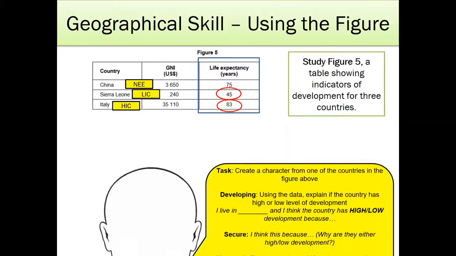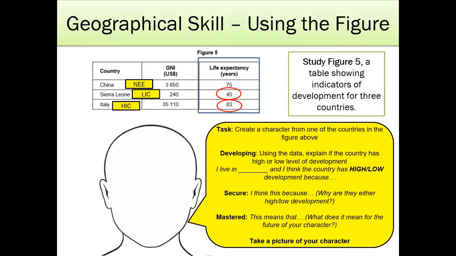So what I'm going to ask you to do is, first of all, create a character from one of the countries above, so from either China, Sierra Leone, or Italy. You're going to create someone on a piece of paper, a face from that country. You're then going to answer the following question: using the data, explain if the country has a high or low level of development.